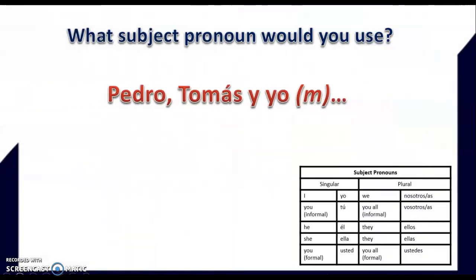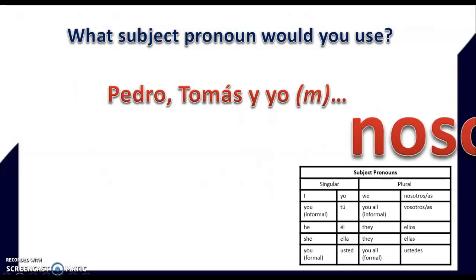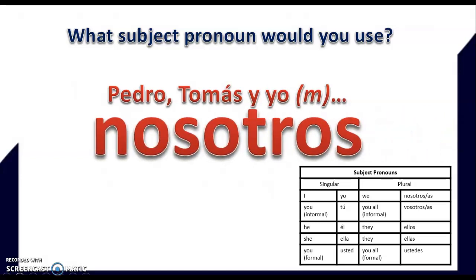What subject pronoun would you use for Pedro, Tomás, y yo? And now I'm telling you that yo in this case is masculine. So the group is all males. Since it includes I and it's bigger than that, it's we, it has to be nosotros.